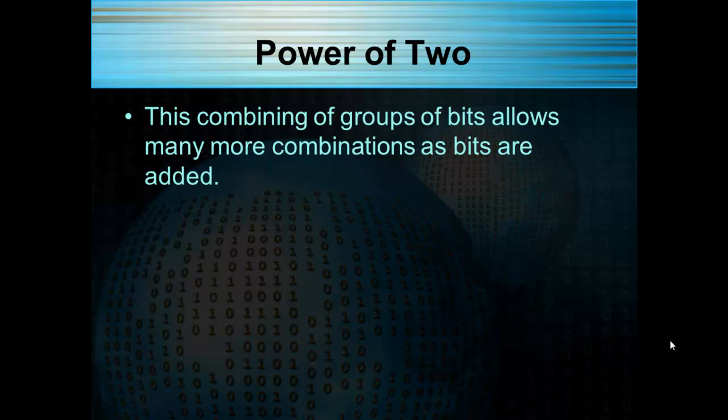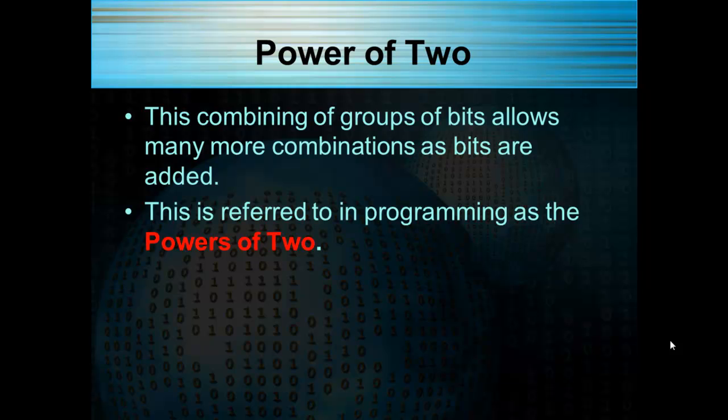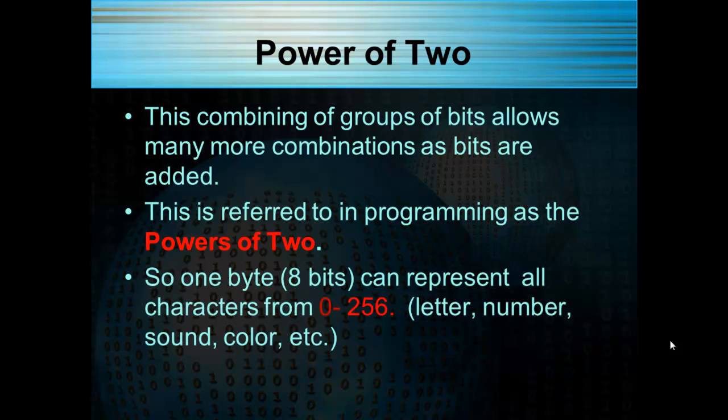Now, this combining of groups of bits allows for many more combinations, as we mentioned, and this is referred to in programming as the powers of 2. So 1 byte, which is 8 bits, can represent all characters from 0 to 256. So again, the professionals have created that all of these numbers would relate to letters, numbers, sounds, colors, or whatever it might be that they can use.